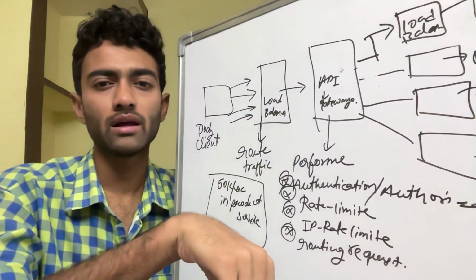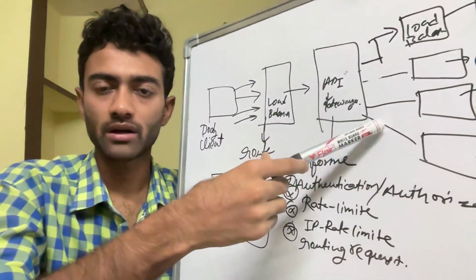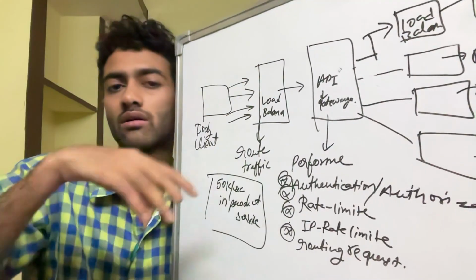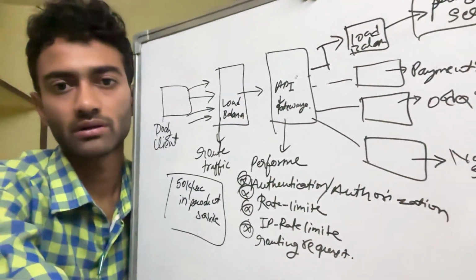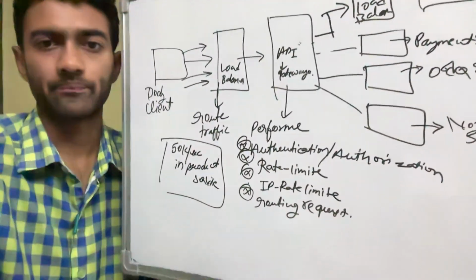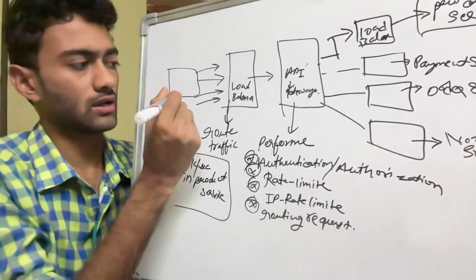It doesn't mean that the API gateway can only be used in a microservices architecture. It can also be used in a monolithic one as well. If you have modular services, for example, like this. Let's suppose this is the client.